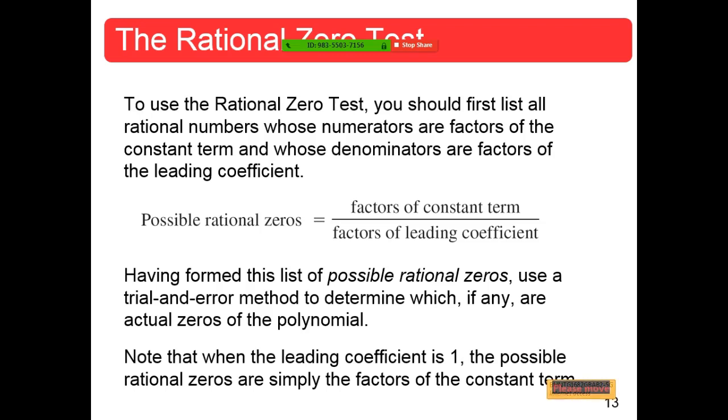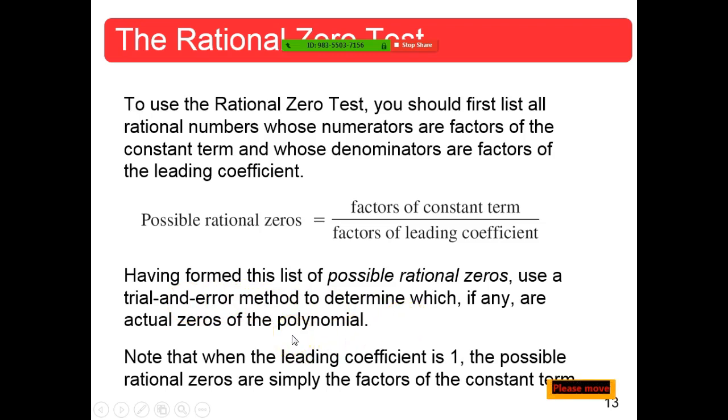To use the rational zero test, you should first list all the rational numbers whose numerators are factors of the constant term and whose denominators are factors of the leading coefficient. Now, that sounds complicated. It's really pretty easy to do. So your possible rational zeros are all the possible factors of your constant term divided by all the possible factors of your leading coefficients. Okay? Now, having formed that list of the possible rational zeros, then you have to use trial and error, oh boy, to determine which, if any, are actual zeros of the polynomial.